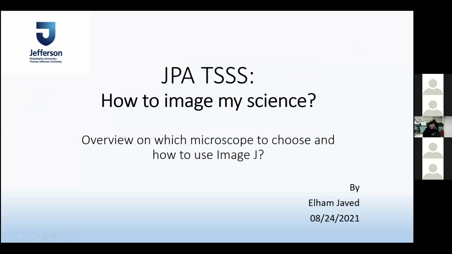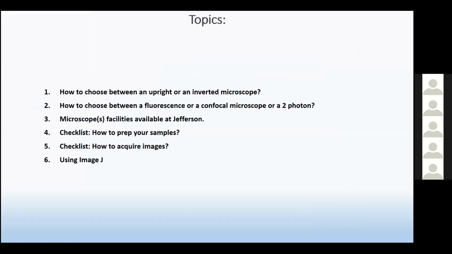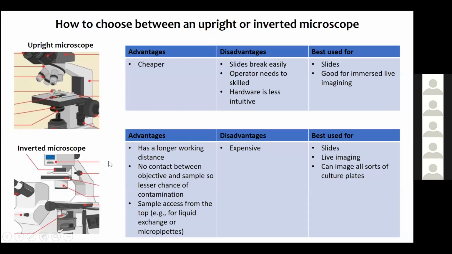All right, guys. So I'm Elham Javed, and I'm a postdoc at CTM here on the fifth floor of Jeff Alumni Hall. So I'm kicking off the technical seminar series for the postdocs for JPA. I'm going to be talking about how to image my science. So it's going to be a brief overview on which microscopes to choose and where all they're available. And then I'm going to go over a brief introduction of how to use ImageJ.